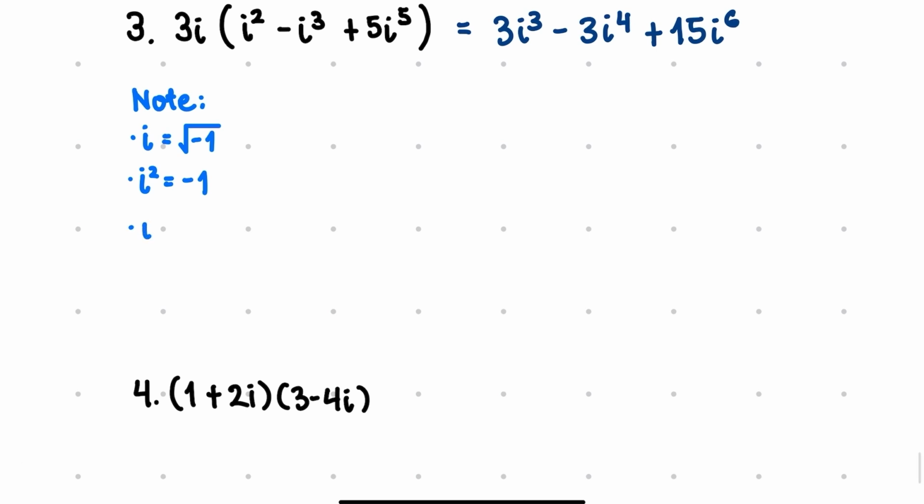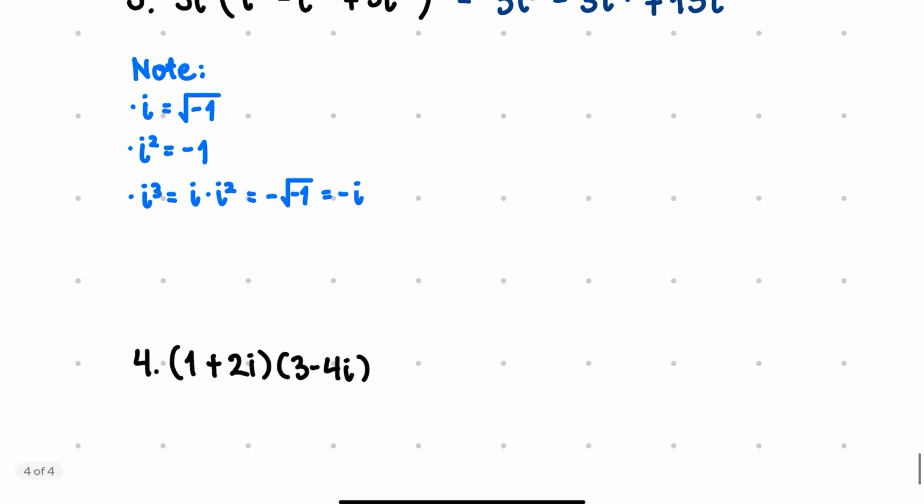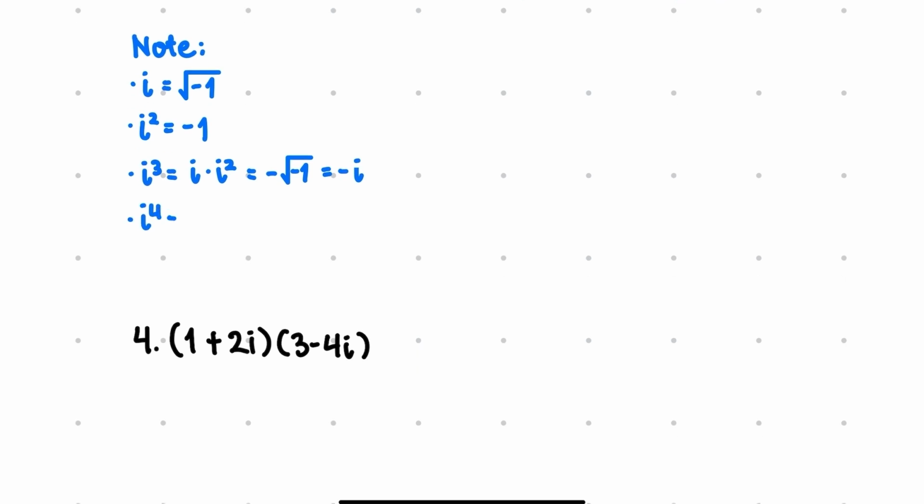And then i cubed, take note that i cubed can be viewed as i times i squared. But i is square root of -1 and i squared is -1. This means we can write this one as negative square root of -1, or simply just -i. Okay, the last one, i raised to 4. Take note that we can write this one as i squared times i squared, wherein i squared is -1. So we have -1 times -1, or simply just 1.